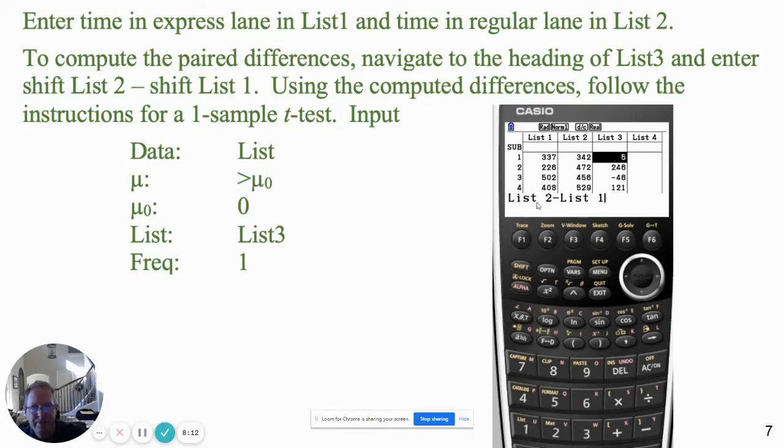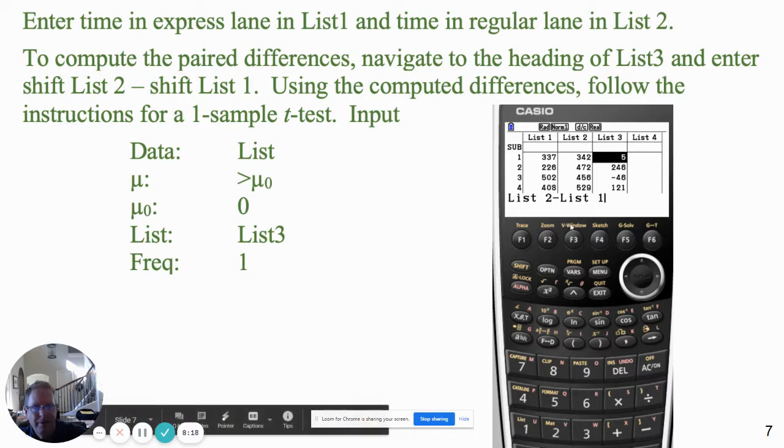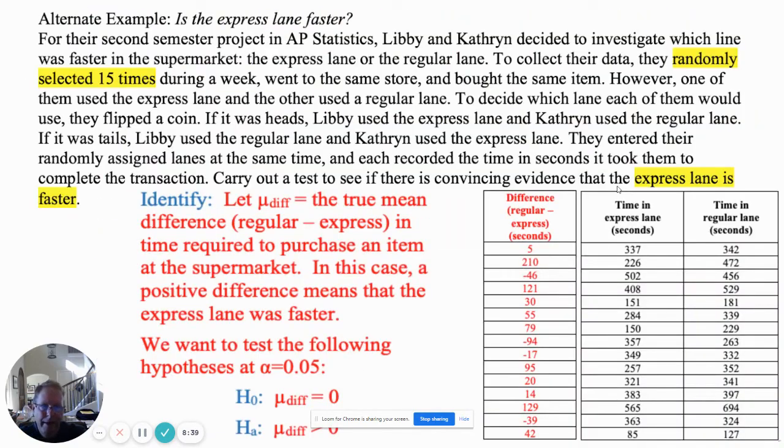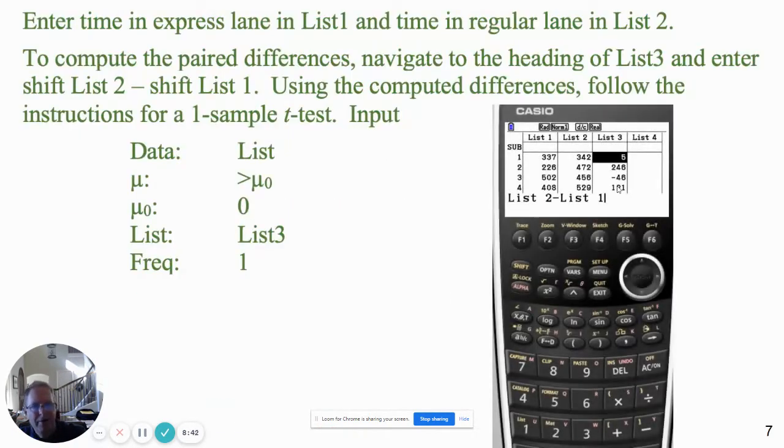So it's going to be shift list 2, and then I hit the minus sign, and then I want to insert list 1, so I'm going to hit shift, the number 1, and then the number 1 again, because I want to take list 2 and subtract list 1. And when I hit execute, it'll populate this third column right here with the numbers that we have in this column right here that I did by hand. Okay, so now we have the data that we want in list 3, and we just need to set it so that we can perform our t-test calculator function on list 3.